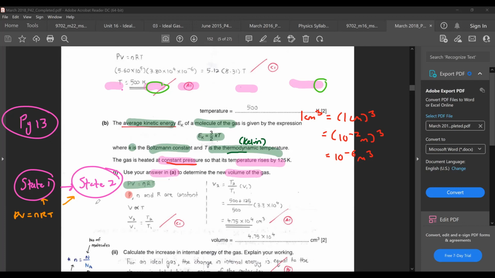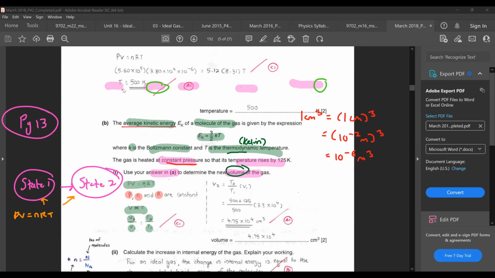And then I know that the gas was not removed, neither was it added during the process from state 1 to state 2. So number of moles remains the same, because nothing was added or removed from the gas. And needless to say, molar gas constant is also a constant. So P, n, and R are constant. Therefore, V is proportional to T. V2 over V1 is equal to T2 over T1. So you want to find the new volume, which is V2.